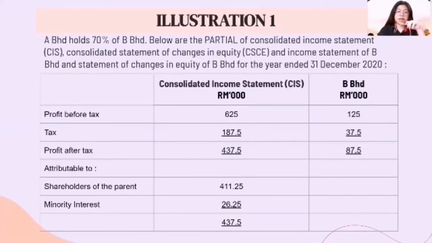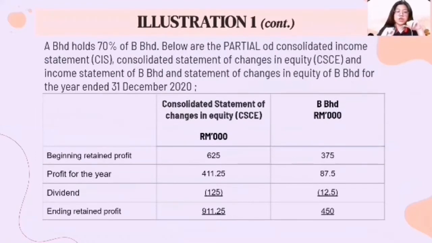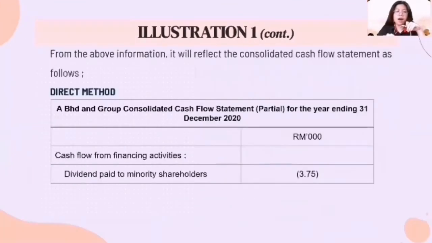As you can see here, this table shows the amounts for the consolidated income statement, and also the information on the income statement of B Berhad. For the next slide, it shows the information on the consolidated statement of changes in equity and also the statement of changes in equity of B Berhad. Okay, these are the questions, and next we will look into how to answer the illustration.